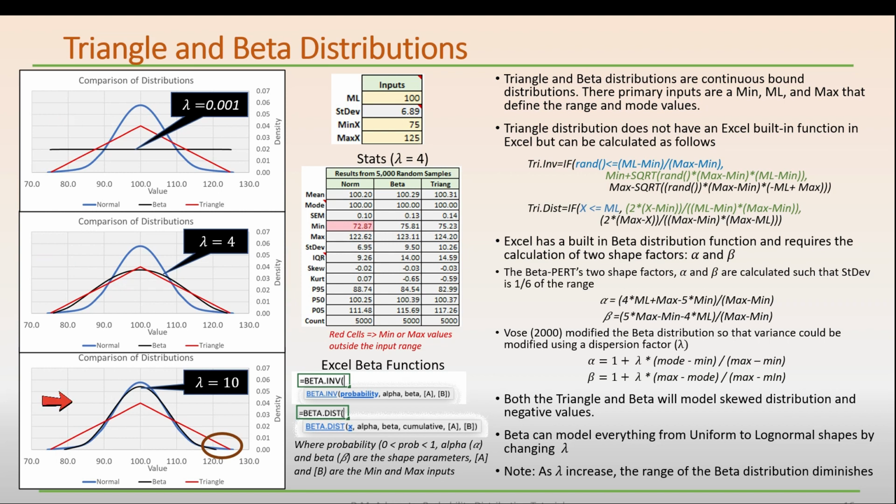I've compared the descriptive statistics of the triangle and beta with a lambda of 4 that show almost no difference in the table. I've also included the descriptive statistics for the normal distribution. See how the min exceeds the minimum input of 75 and the difference in the standard deviation. Also note in the bottom left figure that as lambda increases, the range in beta distribution diminishes. With that said, let's look at the Excel workbook.